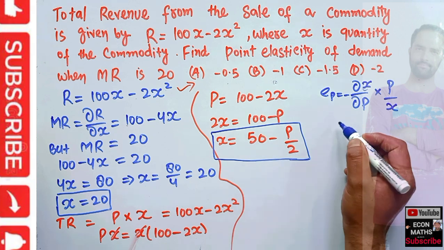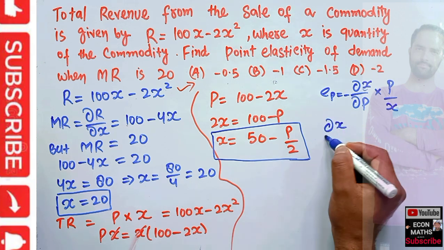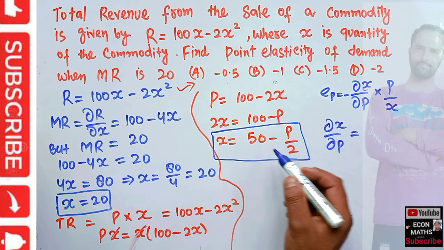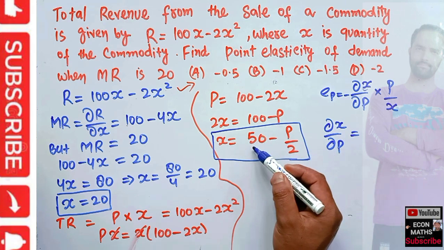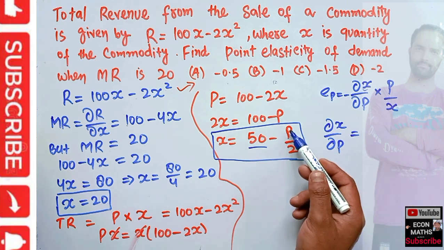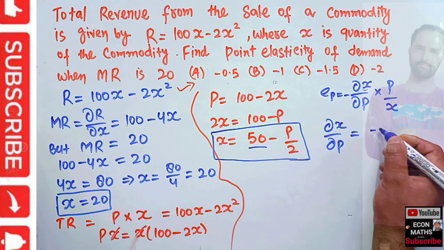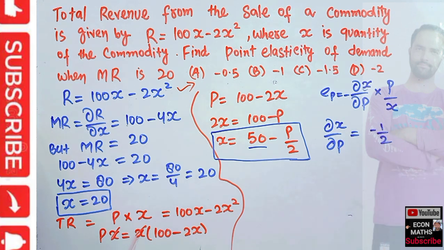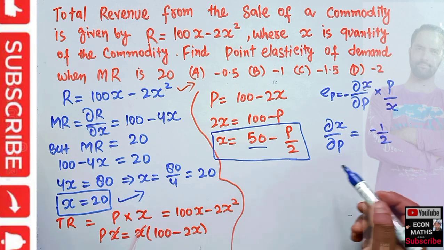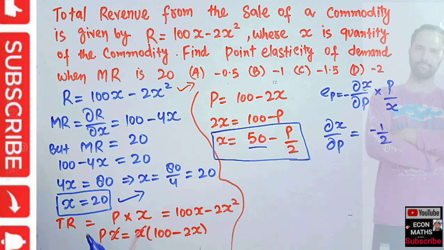So taking the derivative of this, we have dx upon dP. If I take the derivative of this function with respect to price, the derivative of the constant is 0, the derivative of P is 1, so we are left with minus 1 upon 2. And what is the price? We also need to find the price. We got output equal to 20, so x is equal to 20.